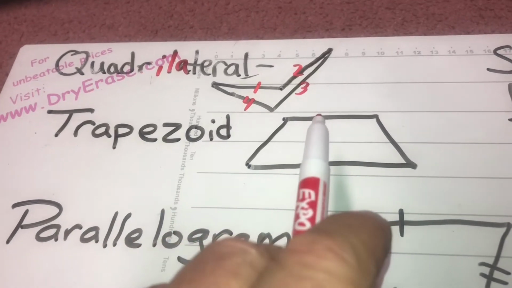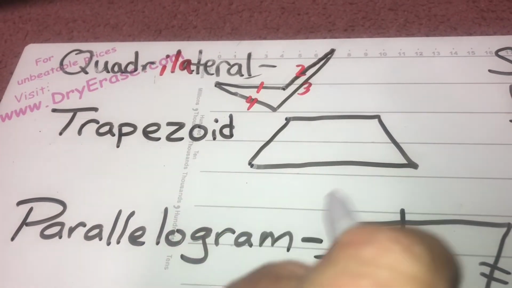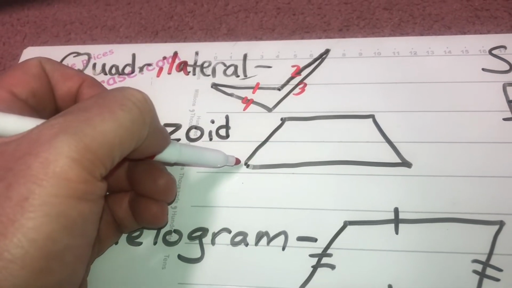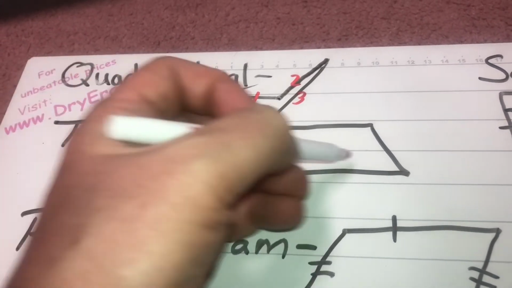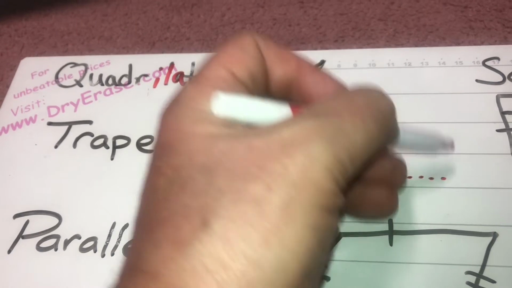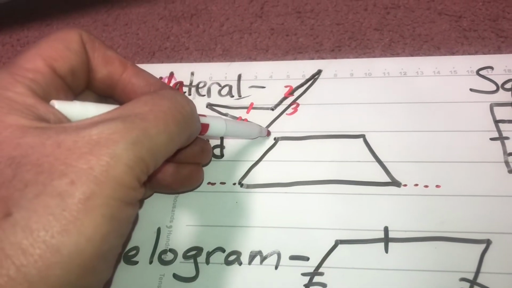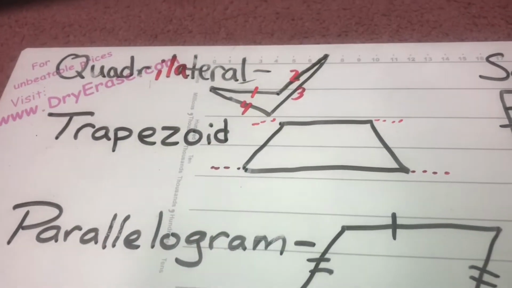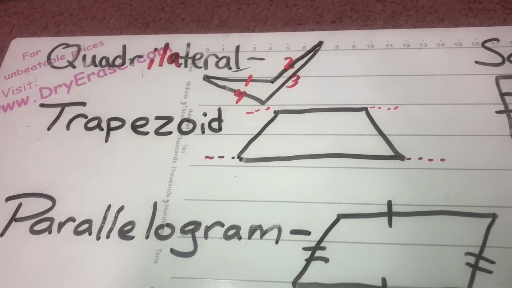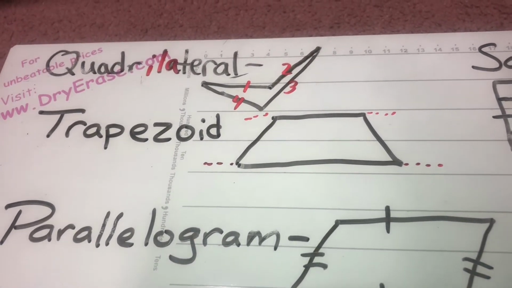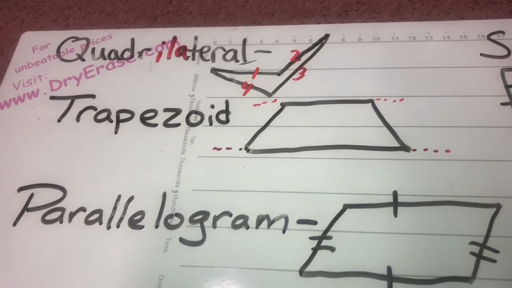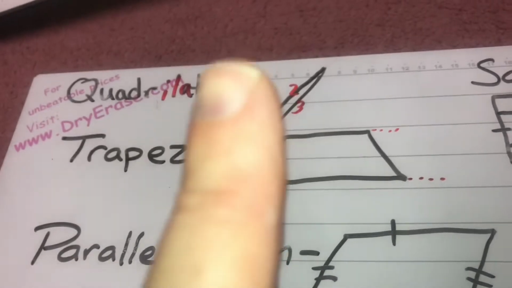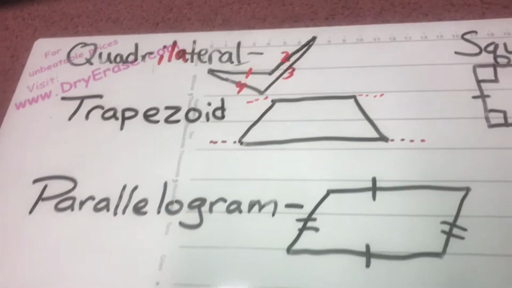But a trapezoid has exactly one set of parallel sides, and you can see, if you don't understand what parallel means, that means if these lines were to continue on forever and ever, they would never touch. And this line here at the top and that line there at the bottom are parallel. If they were to continue forever and ever, they would never cross or intersect. That makes it a trapezoid with exactly one set of parallel sides.